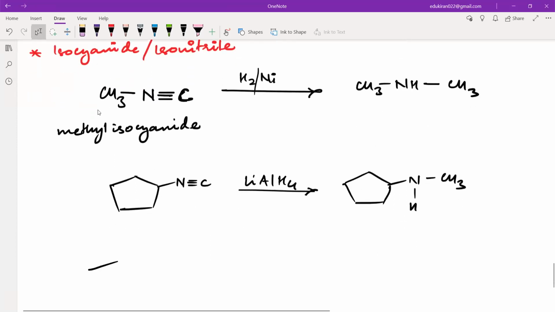So write a reaction for this: the nitrogen triply bonded to carbon atom, with H2 in the presence of, let us say, Pt. So write the product for this one.